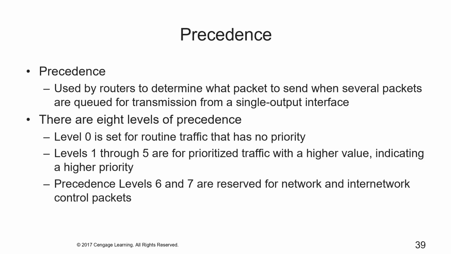There's 8 levels of precedence. Level 0 is for routine traffic, no priority. Levels 1 through 5 are for prioritized traffic with higher value, so a higher priority. Precedence levels 6 and 7 are reserved for network and internetwork control packets.